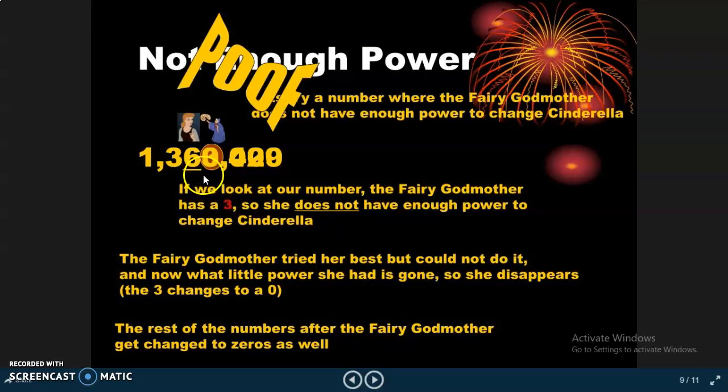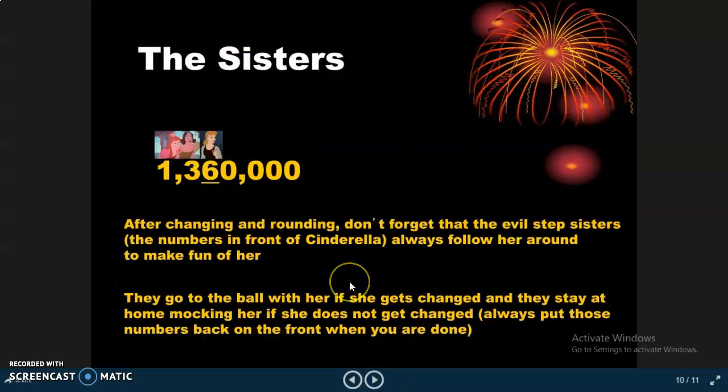This is a situation where if this number had been a 3, she would not have had enough power. And so she would have still tried and then just had to go away and turned everything to a 0. But Cinderella would get stuck still being the girl who's made to do all the chores and to be bossed around by her step-family. And so there you have it again. The numbers in the front stayed, the sisters stayed, Cinderella stayed Cinderella. She didn't get to go to the ball, and everything else became 0.